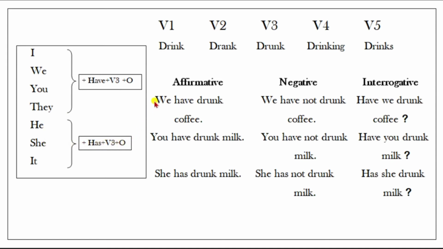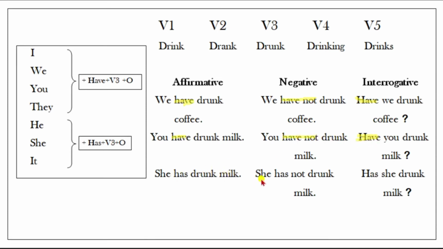According to this structure, we have drunk coffee. Have is the helping verb here, so the negative form is: we have not drunk coffee. Interrogative: have we drunk coffee? That is the structure of affirmative, negative and interrogative. You have drunk milk. You have not drunk milk. Have you drunk milk? Here have is the helping verb, so negative is have not. Interrogative: have you drunk milk?